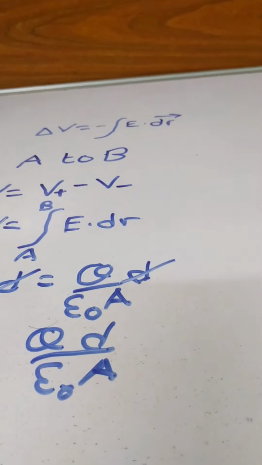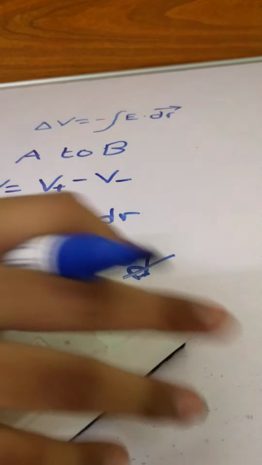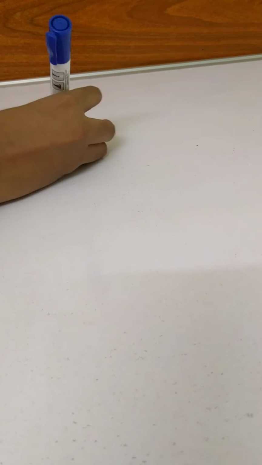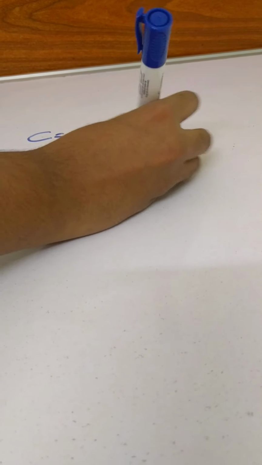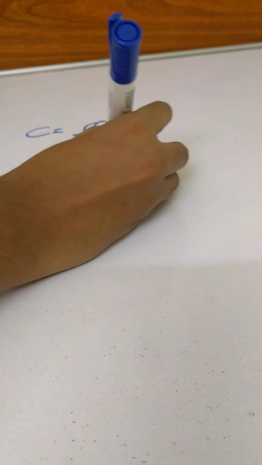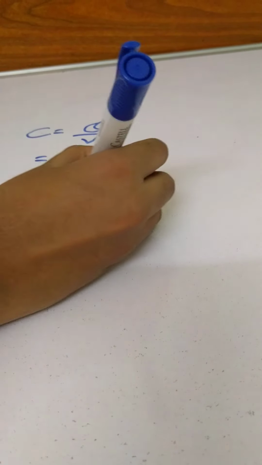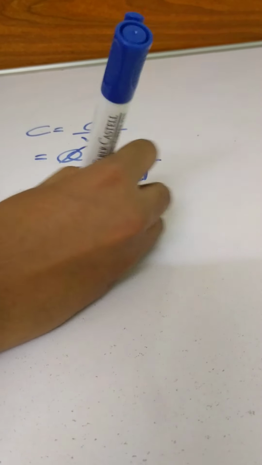Now if you have noted, as we know that capacitance is Q by potential. So C equal to Q divided by voltage, which is equal to Q epsilon naught A by Q D. So C equal to epsilon naught A by D.